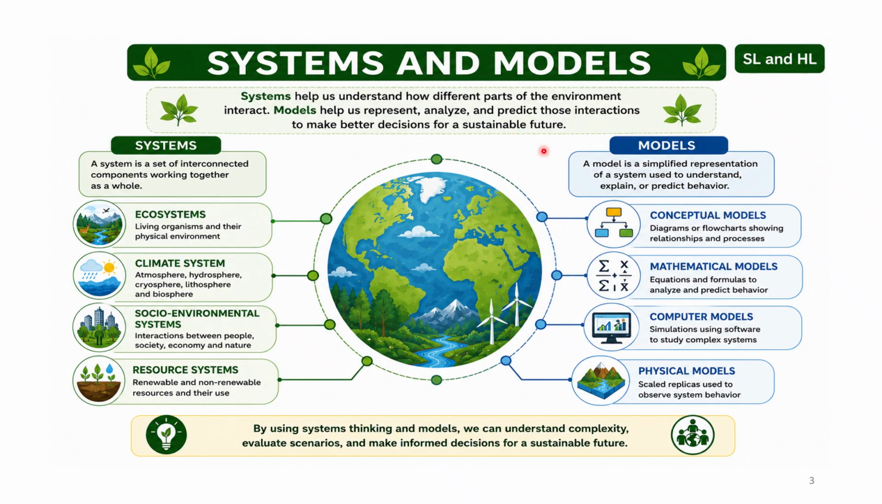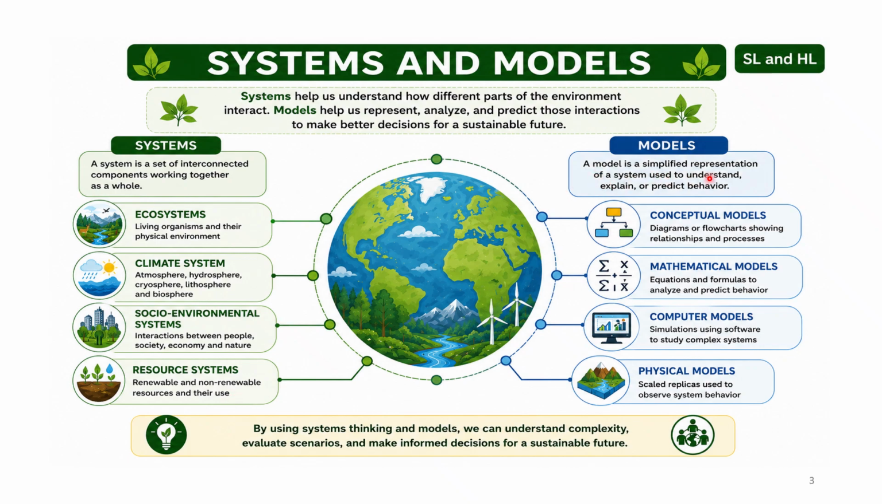Systems and models. In environmental systems and societies, systems help us understand how different parts of the environment interact, while models provide simplified representations that help explain, analyze, and predict those interactions. A system is a set of interconnected components working together as a whole. Examples include ecosystems, where living organisms interact with their physical environment, climate systems, involving the atmosphere, hydrosphere, lithosphere, and biosphere, socio-environmental systems, where people, economies, and nature interact, and resource systems that manage renewable and non-renewable resources.